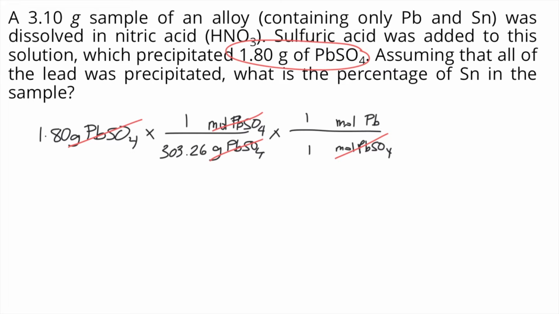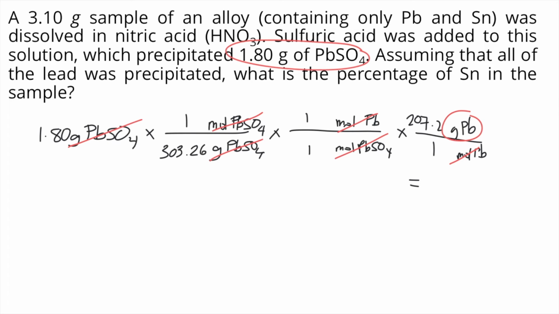And finally, you can convert this into grams of lead. So from moles of Pb to grams of Pb. So 1 mole of Pb, we use the molar mass of lead. That's 207.2 grams over 1 mole of lead. So the moles cancel out. Now you have the grams of lead as our final unit.